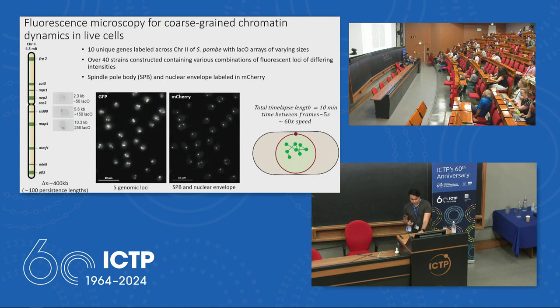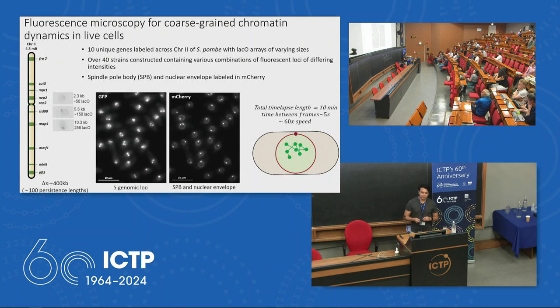So this is what the data actually looks like. This is basically a year and a half worth of genetics that we've been working on. So what we have is about 10 unique genes labeled across chromosome 2 of S. pombe. Chromosome 2 is about 4.5 megabases. You can see the gene map here. These are those tunable fluorescence intensities I was talking about. Really, we have three distinguishable fluorescence intensities that we can see, and what this allows us to do is basically have three distinct labels that we can visualize using just one optical channel. And then we can insert a couple of these fluorescent labels into a single strain and express them simultaneously so they can be visualized simultaneously.